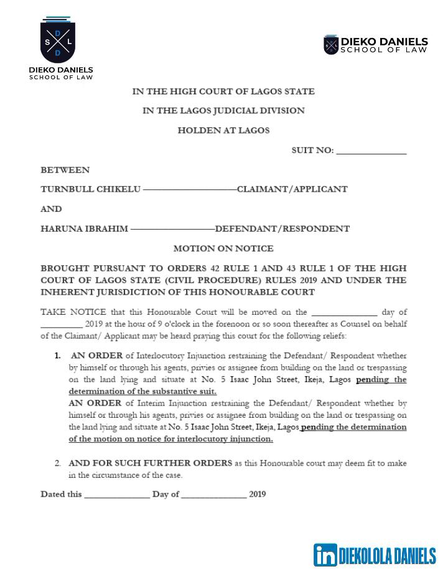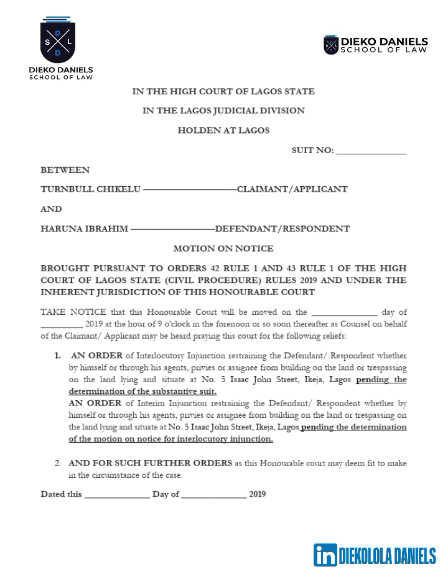And then what you are drafting is an order of interlocutory injunction restraining the defendant respondent. Not just restraining the respondent, not just restraining the defendant, restraining the defendant respondent, whether by himself or through his agent, privies, or assignees, from building on the land or trespassing on the land or any other thing that you want to restrain the defendant from doing, you say it there. So there are three things.